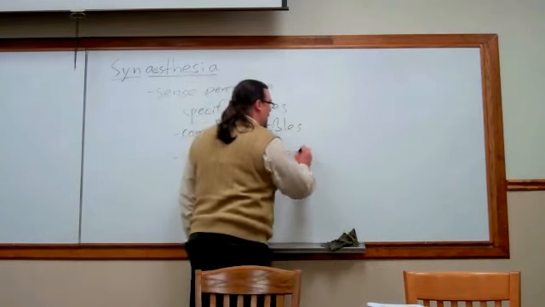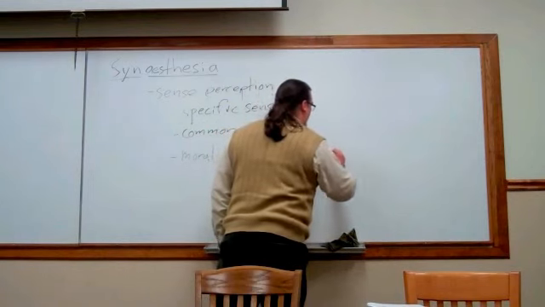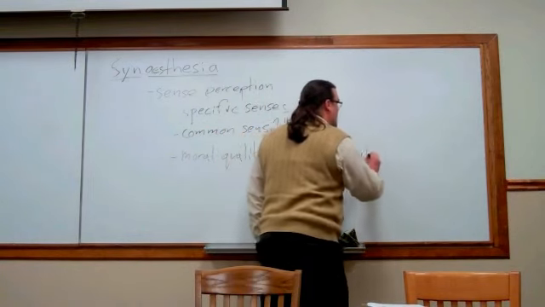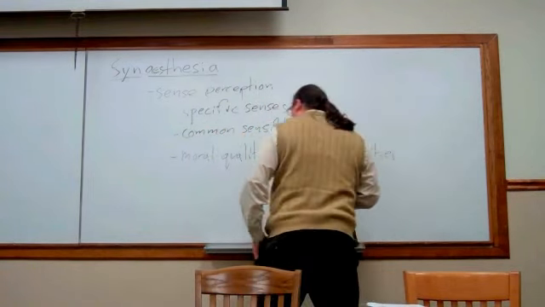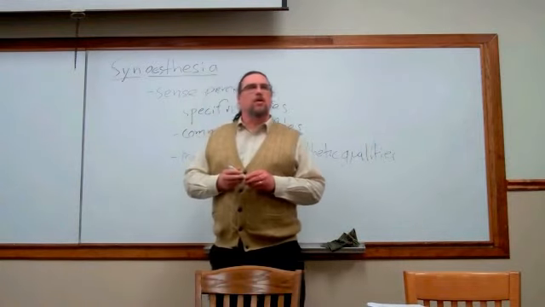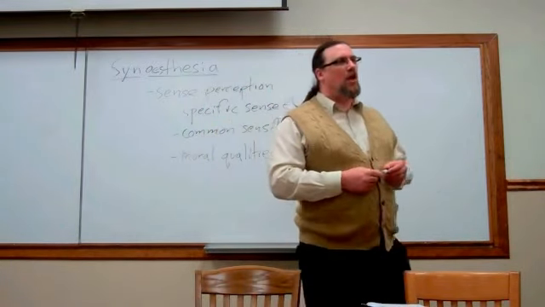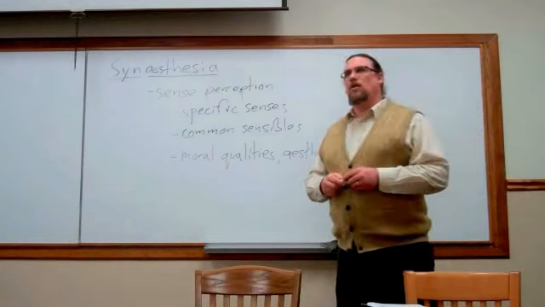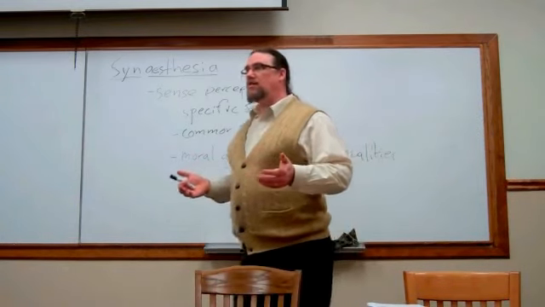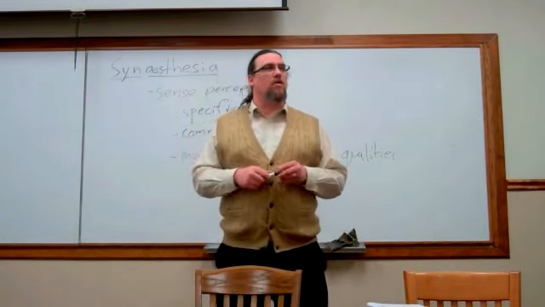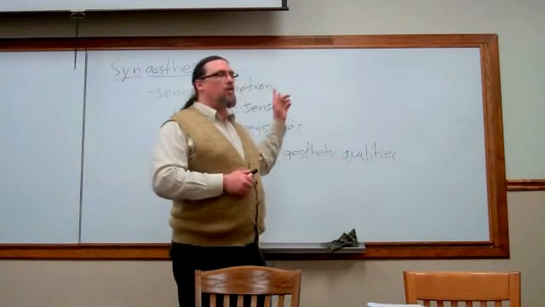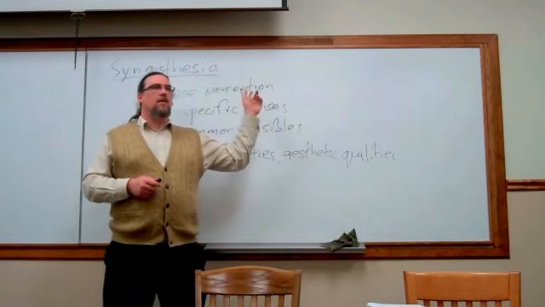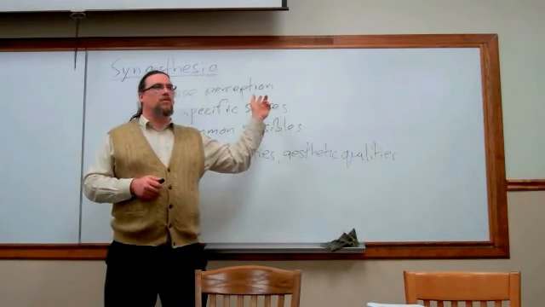and aesthetic qualities. And what would these be? These would be things like right and wrong, just and unjust, noble and base, honorable and dishonorable. Aristotle actually uses the same word, aesthesis, perception, for those.